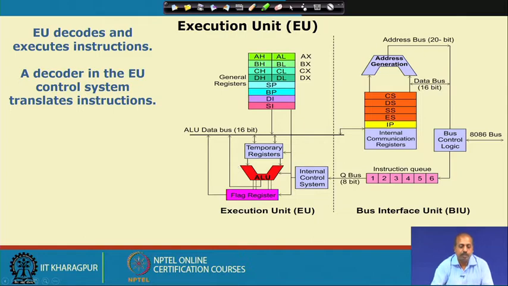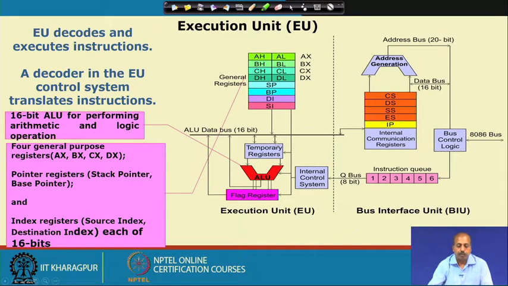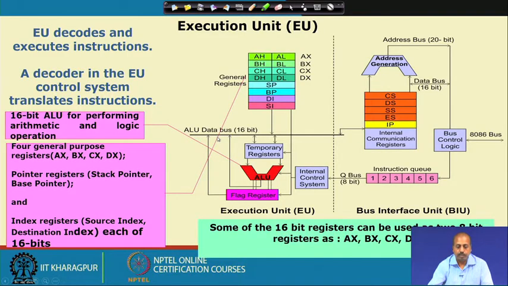Next we will look into the execution unit. The execution unit decodes and executes the instructions, which is its major responsibility. The control system in the execution unit translates instructions into control signals to show how they can be executed. There is a 16-bit ALU which performs arithmetic and logic operations, 4 general purpose registers AX, BX, CX, DX, 2 pointer registers, stack pointer and base pointer, and 2 index registers SI and DI. These are the several registers we have in the execution unit.